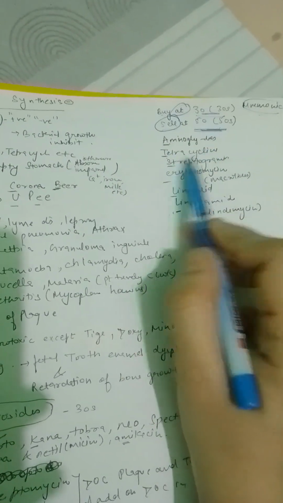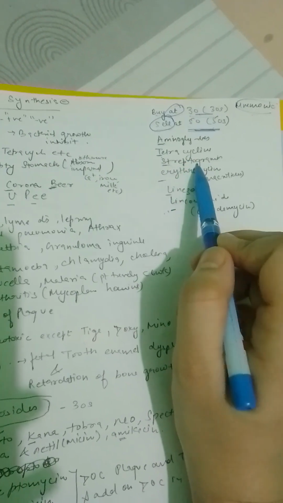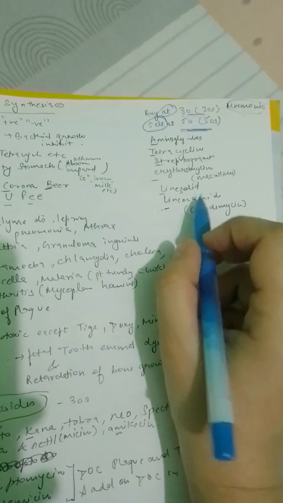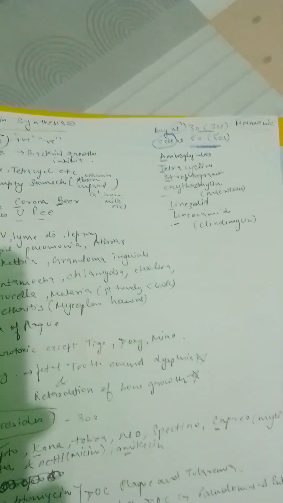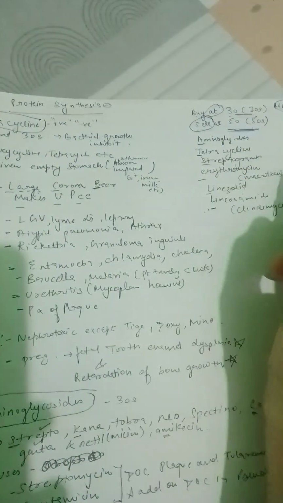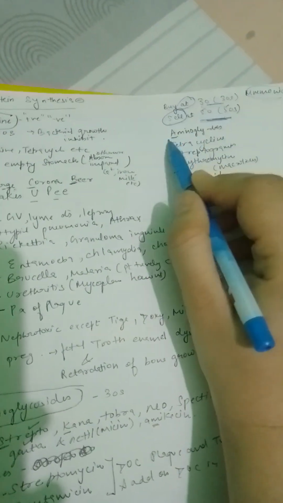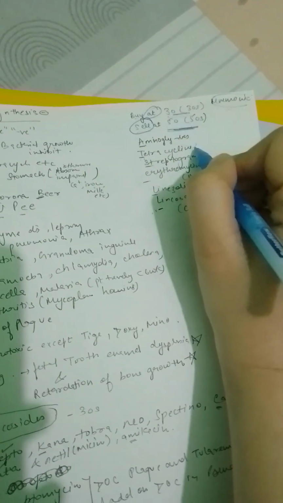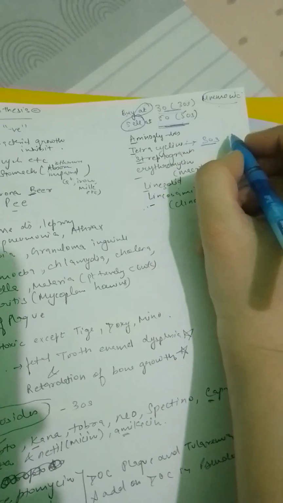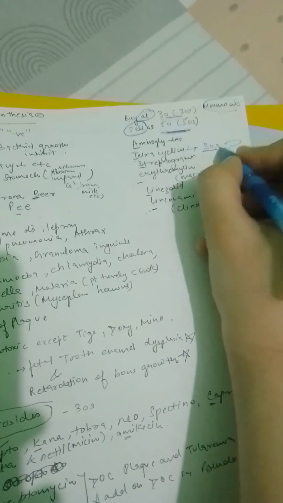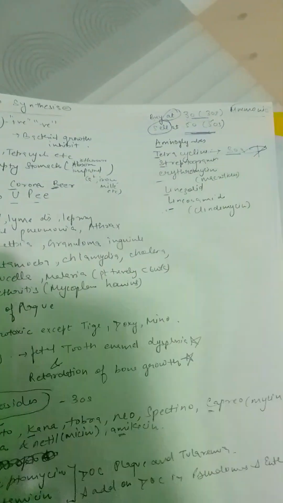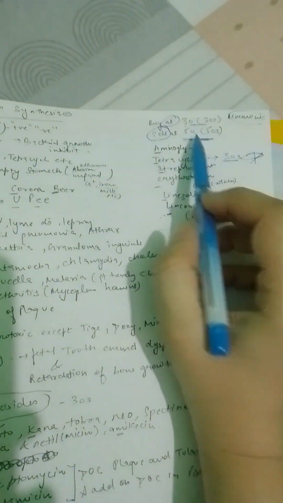Aminoglycoside, tetracycline, then there will be streptogramin, then erythromycin, then linezolid, then lincosamide, then clindamycin and all. So these are the drugs. And how? Let's focus here. For example, if we talk about tetracycline, it will act on the 30S ribosome. Due to that, the bacteria will not be able to grow, hence the bacteria will be eliminated. So that's how these drugs are acting, and that's how we are remembering.